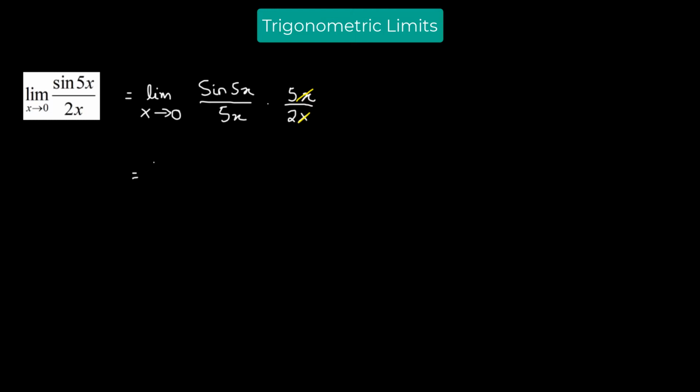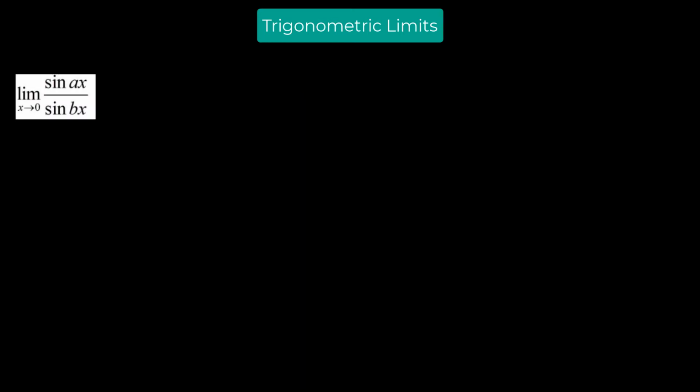So that can be brought in front of the limit. We have 5 over 2 times the limit x going to 0 of sine 5x over 5x. This is the definition, which will be equal to 1. So we have 5 over 2 times 1, and therefore the limiting value of the given function when x tends to 0 is going to be 5 over 2.